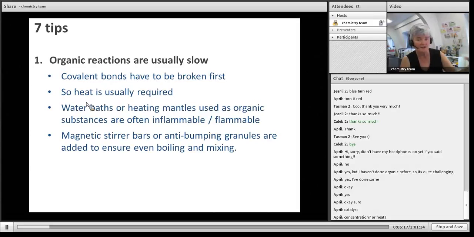We'll see some YouTube clips of what I mean by the heating mantles and so on. The reason being is organic substances generally, unless they're halo compounds, generally burn easily. I mean, I think you know that from petrol and so on. Ethanol burns, so they tend to burn easily.